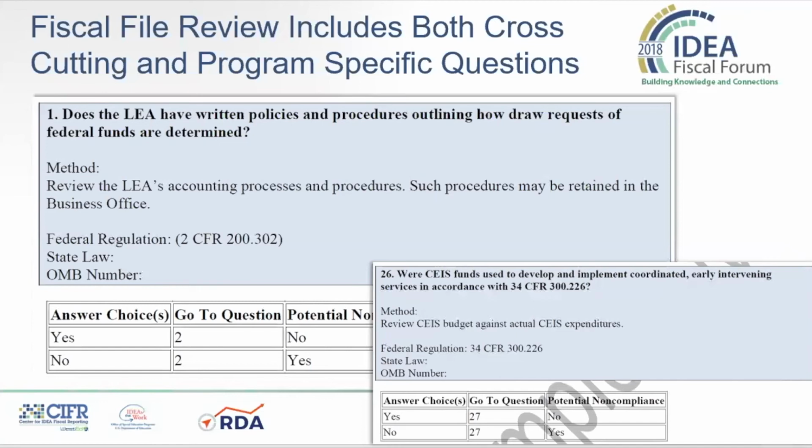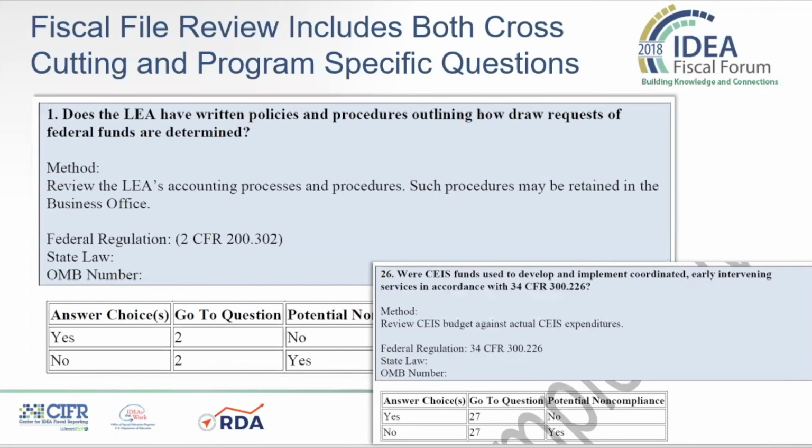We do a coordinated fiscal monitoring across our ESEA and IDEA programs. On the screen right now, what you see is a sample of one of the questions that makes up that self-reported monitoring that we do through an online system. And it is sort of like what Anthony described in Idaho.